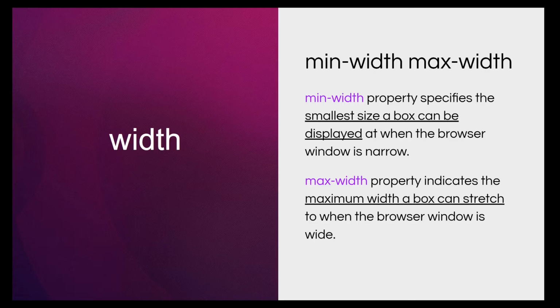So let's talk about width, and we can force in CSS the width of our div box by setting the min-width or the max-width properties. All we're saying is the min-width will specify the smallest size a box can be displayed, and the max-width is the maximum that a box can be displayed or stretched to whenever the browser is expanded.